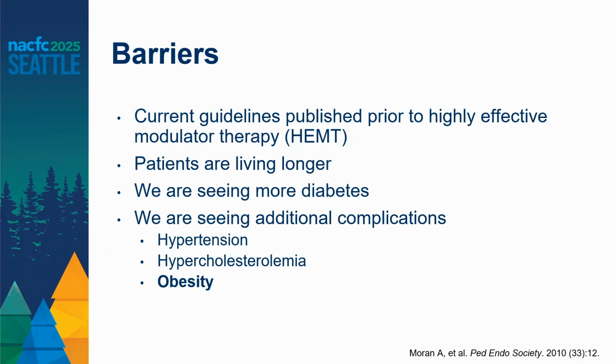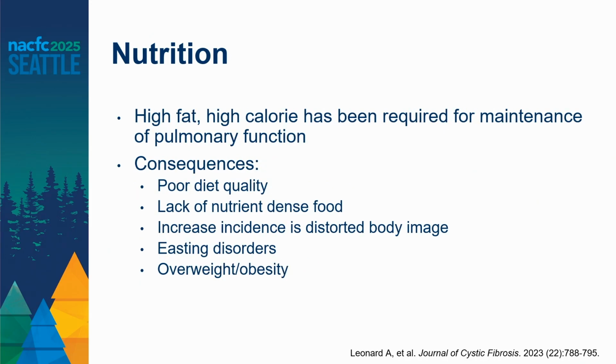We're seeing additional complications: hypertension, cholesterol is going up in our patient population, and obesity is now being identified. What? Like, we didn't have that before, right? And for many of us, if you've been practicing more than 10 years, obesity, what? That wasn't a thing. So nutrition is huge. High fat, high calorie has been required for maintenance of pulmonary function. That was what we were told. We needed patients to be able to take as many calories as possible.